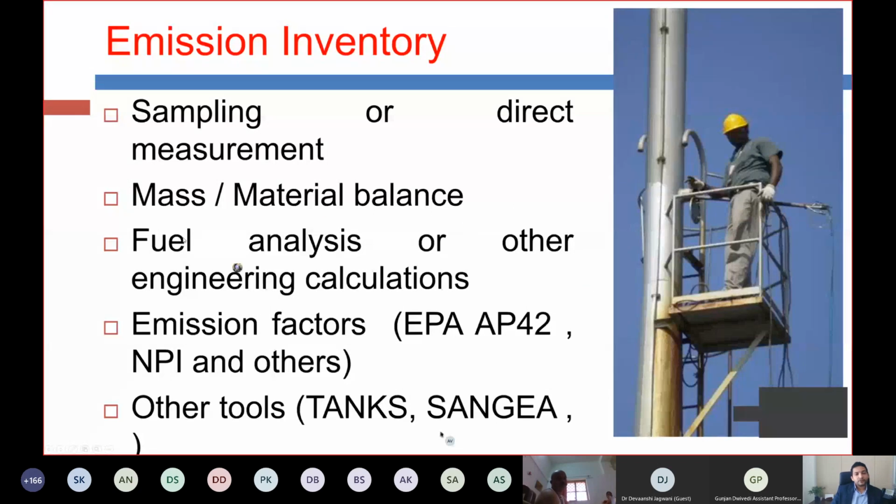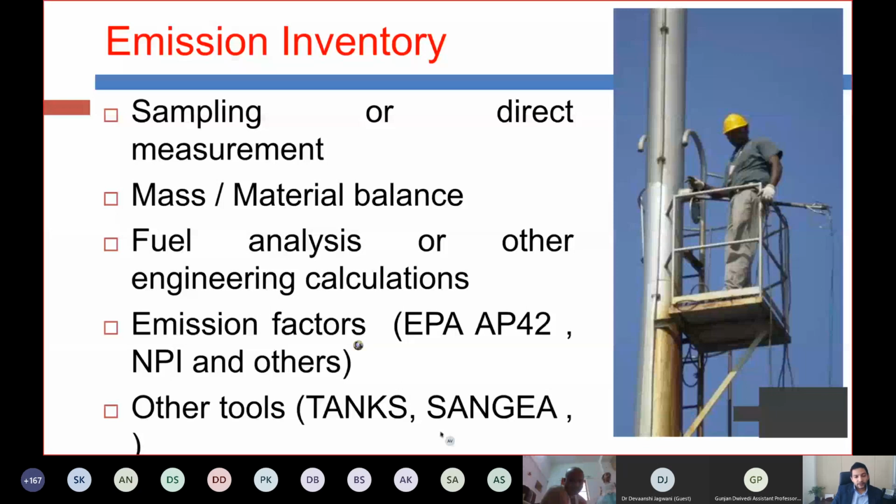When it comes to combustion sources, we can also use fuel analysis, such as the sulfur content of the gas, and thereby, by studying the fuel analysis, we can estimate emissions for sources such as a diesel generator. Other than that, we can also follow the emission factors that are readily available.